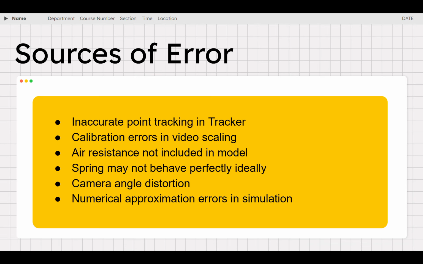Sources of error could have come from inaccurate point tracking in Tracker, calibration errors in video scaling, air resistance not included in the model, the spring may not have behaved perfectly ideally, camera angle could have distorted it, and numerical approximation errors in simulation. Discussion and questions.